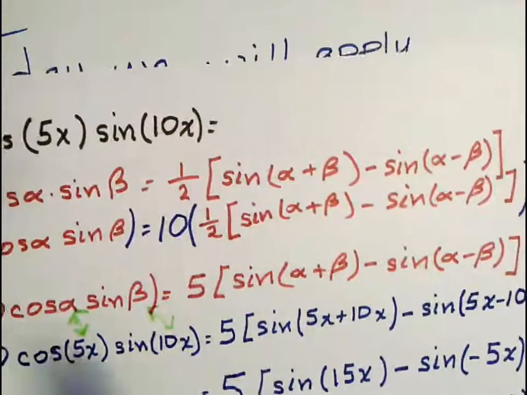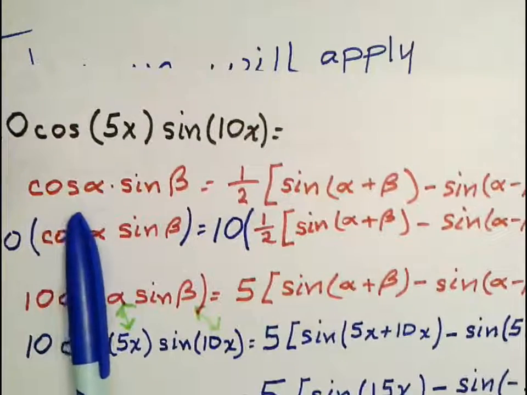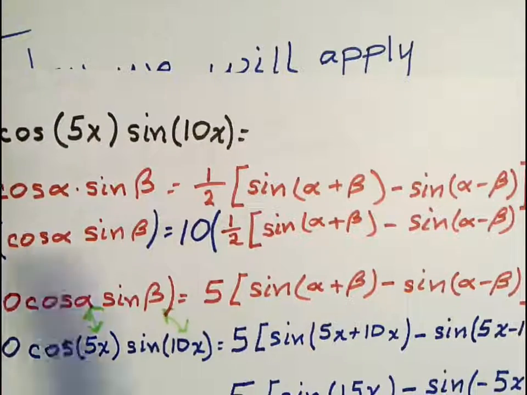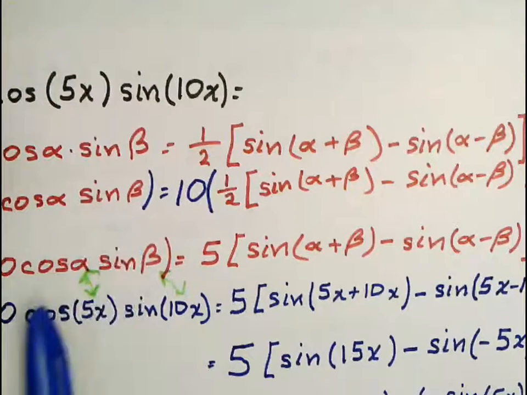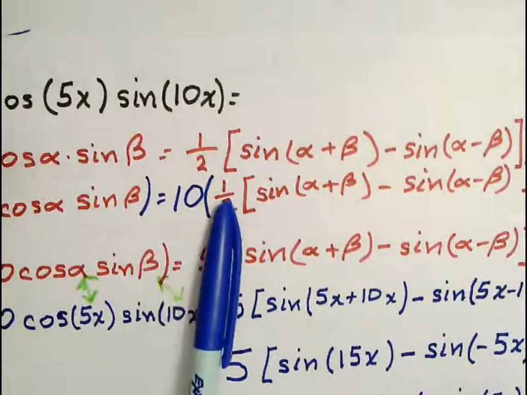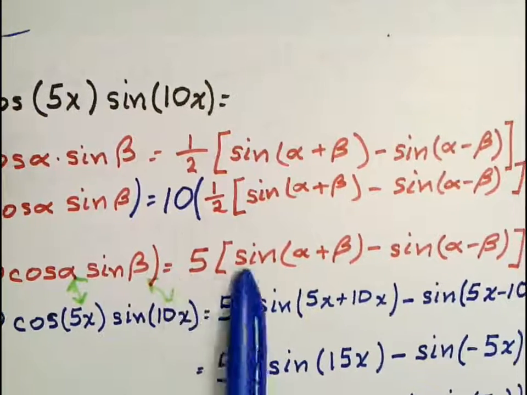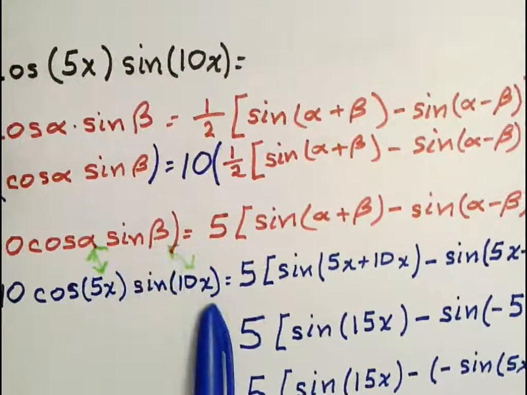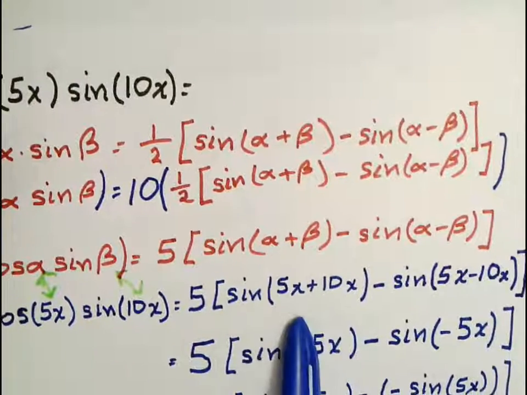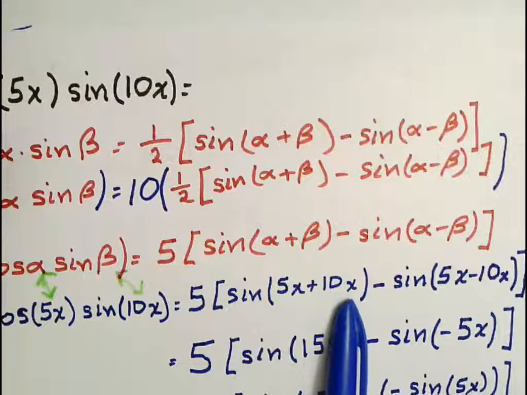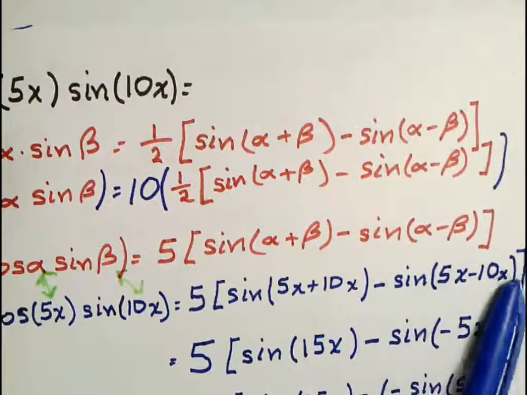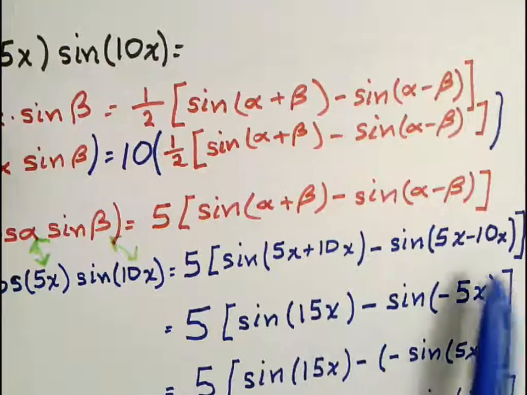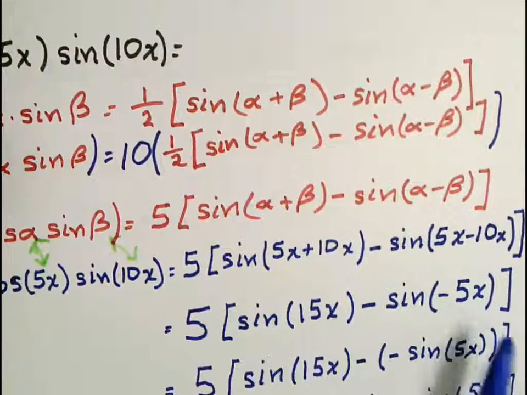So I come over here and I write down the product to sum formula. But this is a 10, so I multiply each side by 10. It will be 10 times the cosine of alpha sine beta. But 10 times a half is 5, so it's 5 times this quantity now. We have that alpha is 5x and beta is 10x. So where I see alpha, I put 5x, and where I see beta, I put the 10x. So 5x plus 10x gives us 15x. 5x minus 10x gives us a negative 5x.